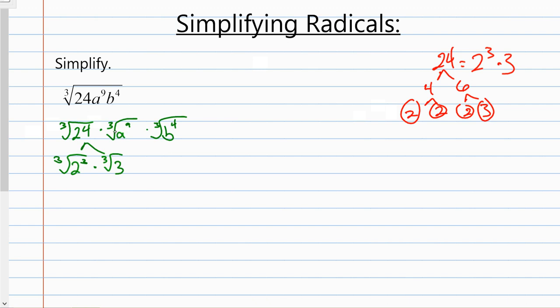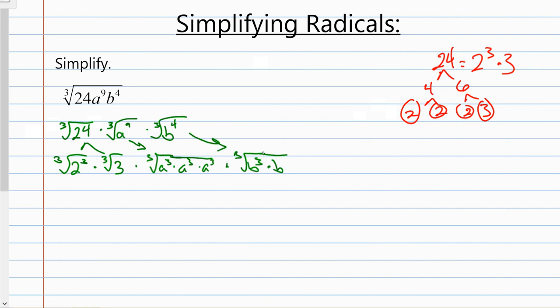And then my a, I can leave it as the cube root of a to the 9th, or I could call that a to the 9th. That's a cubed times a cubed. That's really what's happening. That is not true. That is a cubed times a cubed times a cubed. That's a little bit better. This is the radical way of thinking of it. And then my b to the 4th is going to be a b cubed times a b, because there should be 4 b's inside there.